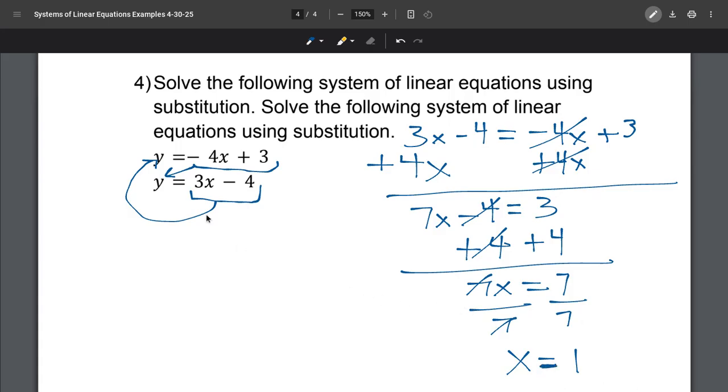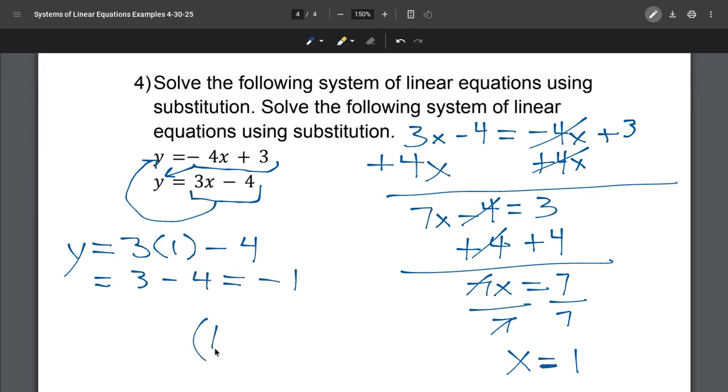All right, so let's just plug into the bottom equation. y equals 3 times 1 minus 4. So 3 times 1 is 3. 3 minus 4 equals negative 1. So my solution is 1, negative 1. Always have x first, then y. And let's check this out. Does negative 1 equal 3 times 1 minus 4? Yes. Does negative 1 equal negative 4 times 1 plus 3? Also yes.